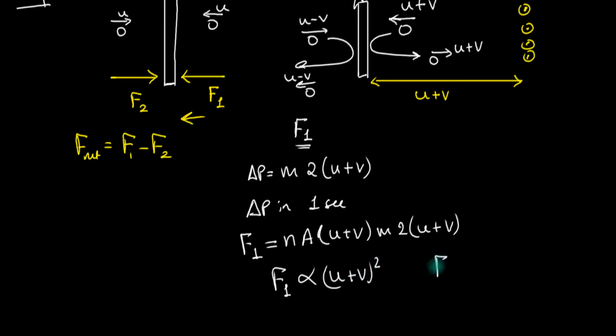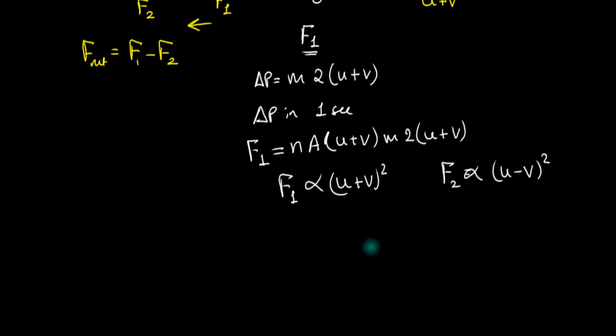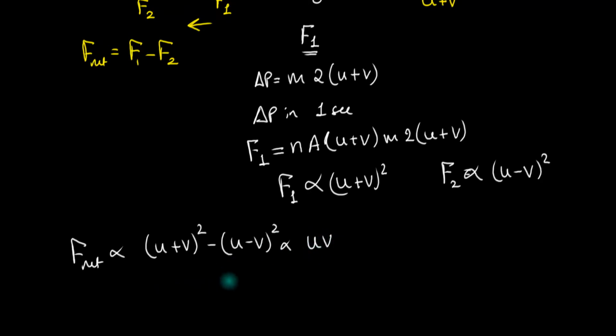And by the same argument over here, this will be proportional to u minus v the whole square. And the proportionality constant will be exactly the same. So the net force will be proportional to the difference of u plus v the whole square minus u minus v the whole square, which will be proportional to 4uv, or uv. Okay, so this is the net force.